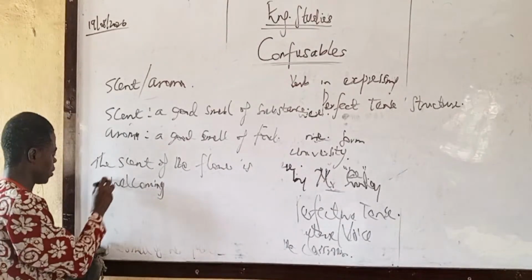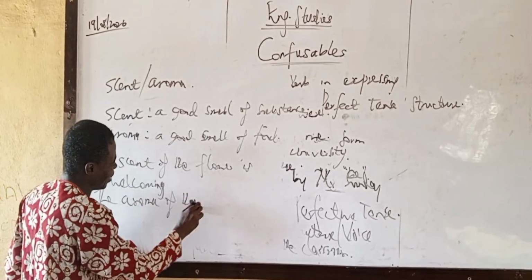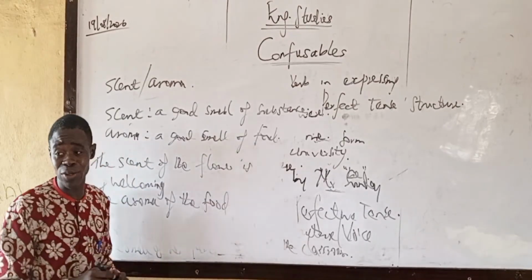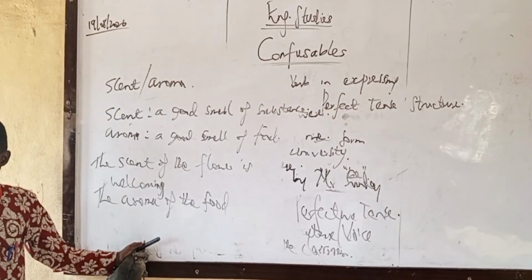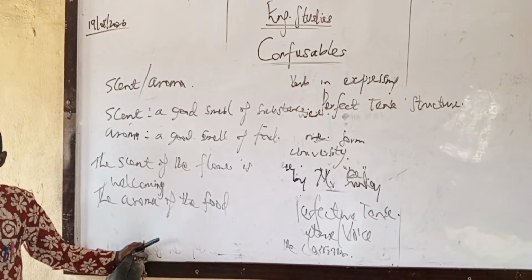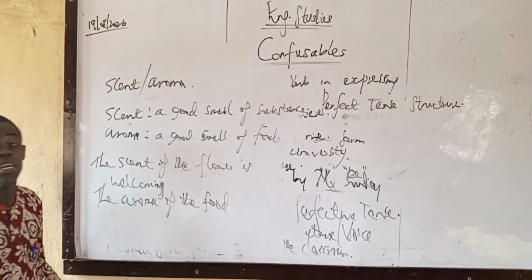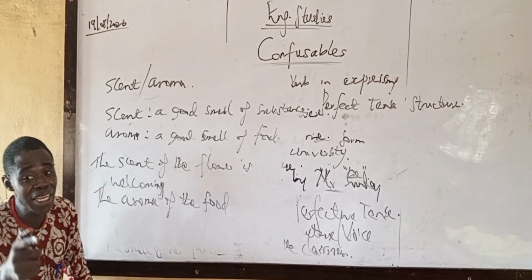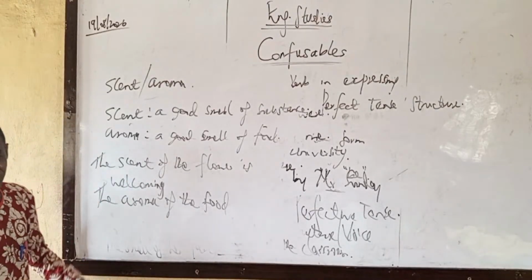The next one. The aroma of the food. Did you know using enticing is actually wrong? Enticing means with vision. A blind person is not enticed by anything. Why? He or she cannot see. Yes, inviting. I will take inviting. However, enticing and inviting are synonymous, but this context cannot say enticing.